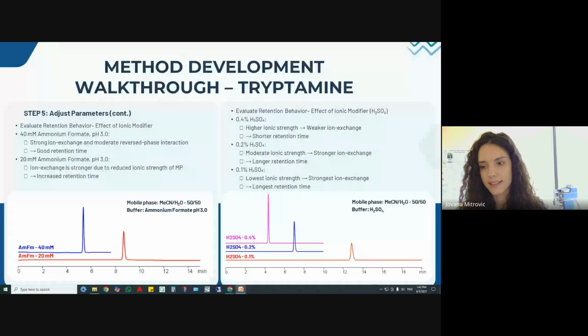So what this tells us is that, compared to single mode columns, mixed mode columns provide greater control over retention time in various ways, allowing for more precise method development. And once we are satisfied with retention time, peak shape, symmetry, and other critical factors, we can then proceed to test our method for robustness and reproducibility.